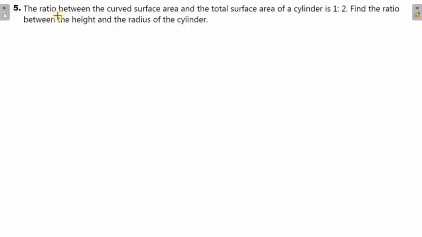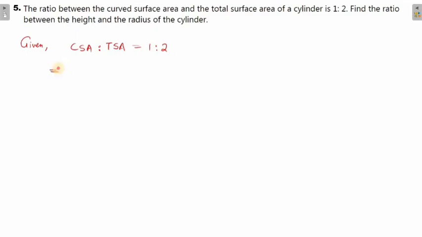So question says the ratio between the curved surface area and total surface area is given to be 1:2. Find the ratio between the height and radius of the cylinder. So given is, see here, ratio between curved surface area and total surface area. So CSA is to TSA is given. Curved surface area is to total surface area is given in the ratio 1:2.